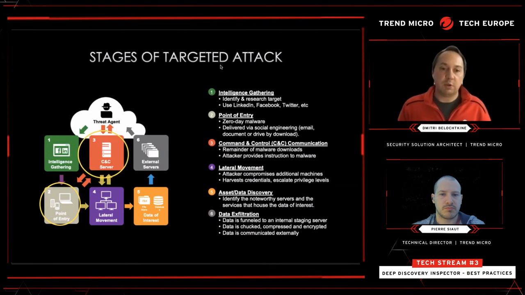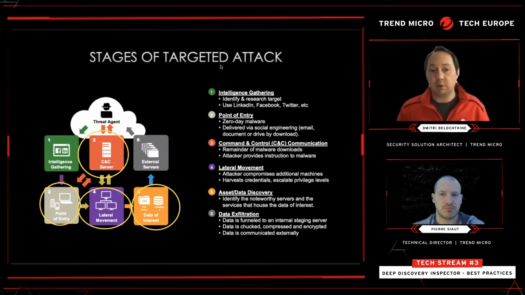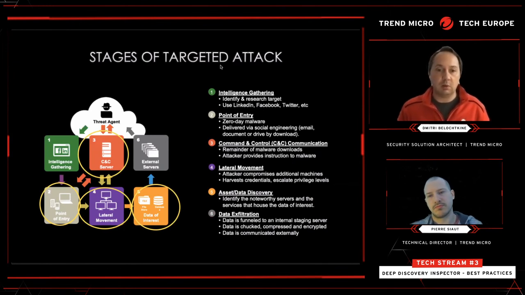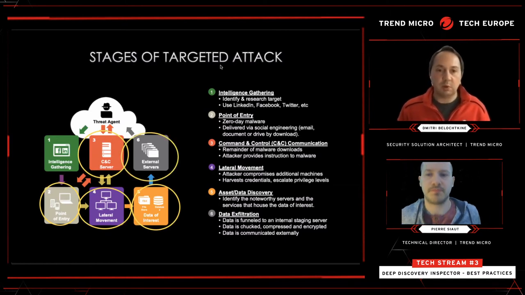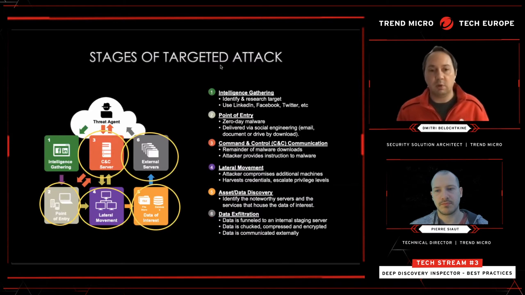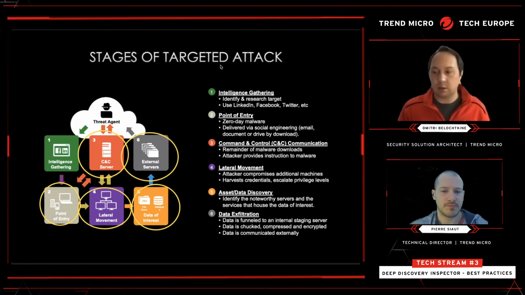Most probably the first point of entry is not the final destination. So through this line of communication, command and control, they will do the lateral movement and data discovery, hoping to find something interesting, something which they can steal. Maybe it's customer data, maybe personal information, maybe some information about products, or supply chain information, whatever they can use to their benefit. And the last phase is data exfiltration. The data will be taken out, whether directly from the final system or maybe pivoting back through the first point of entry. So that's how it looks in targeted attacks.